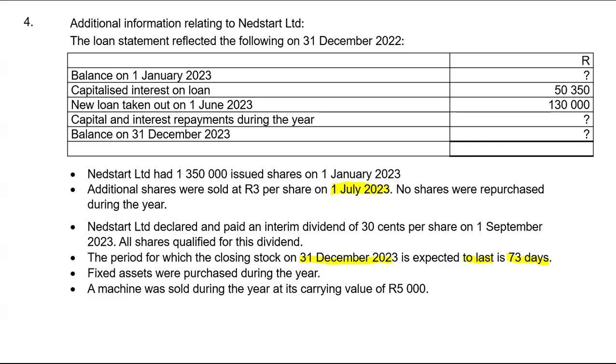And they say fixed assets were purchased during the year. That's good. A machine was sold during the year at its carrying value of 5,000. Oh, that's great. They didn't say anything about depreciation, so it means that the depreciation that was given to us is correct. In this case, they actually did say the machine was sold at its carrying value. So that 5,000 will also be included under investing activities as proceeds from the sale of tangible assets. You need to remember whatever you put under the sale of tangible assets, it should be the selling price, guys. The selling price here is equal to the carrying value.